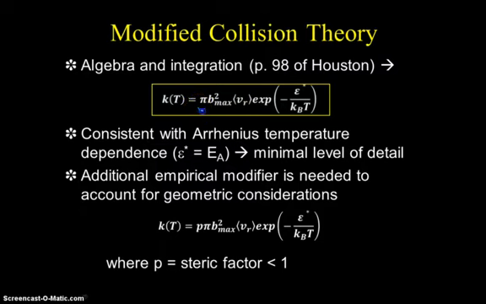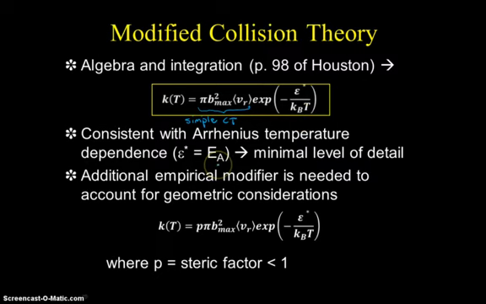And if you go back through the notes and look again, this is exactly the same as what we have for simple collision theory. Simple collision theory gives us that value. And then the exponential of the negative of epsilon star over kT is the modification. This function is consistent with the Arrhenius temperature dependence, where the critical energy now is the activation energy.